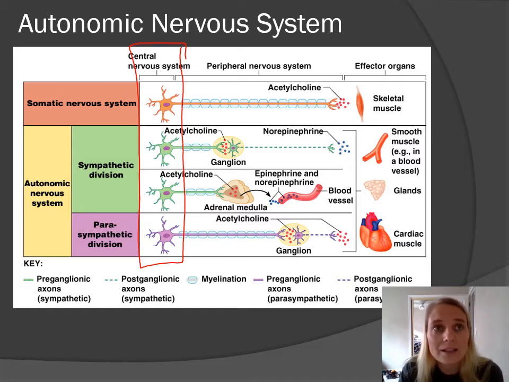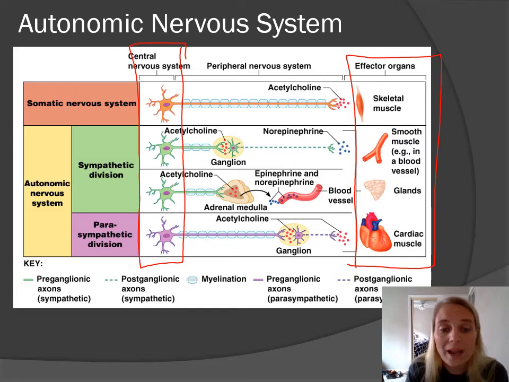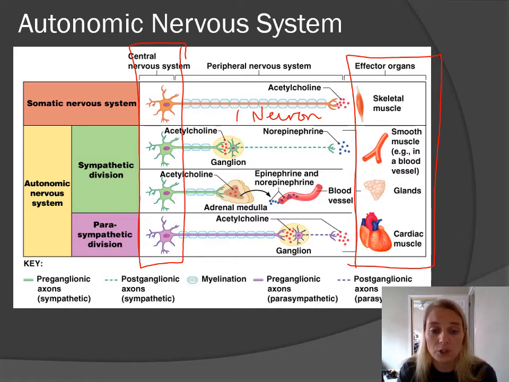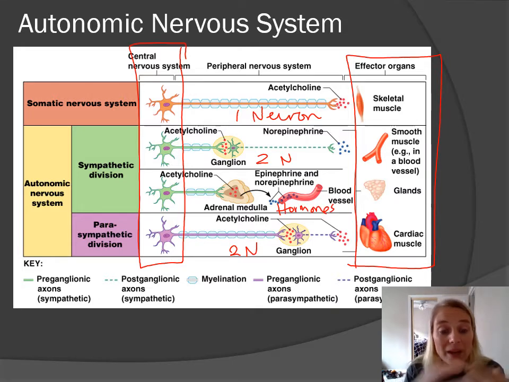Now, when we take a look at the autonomic division, remember we have our two, sympathetic and parasympathetic. The first thing that you should notice is between central nervous system and effector, so I'll highlight the effectors here, we had one neuron up here in somatic division. Now take a look at those three boxes in the autonomic nervous system and see if you can see the major difference. Two neurons, and here we have some hormones. This is a special condition here. It's the weird one out. So we have two neurons.